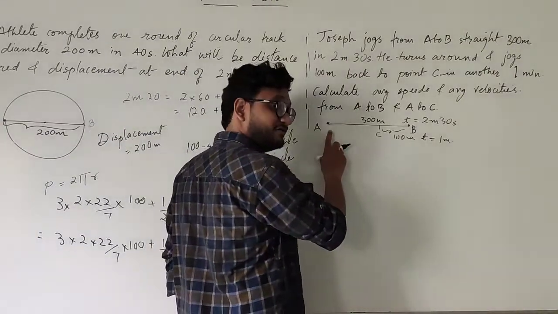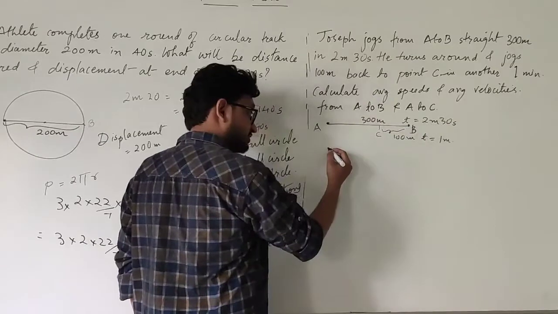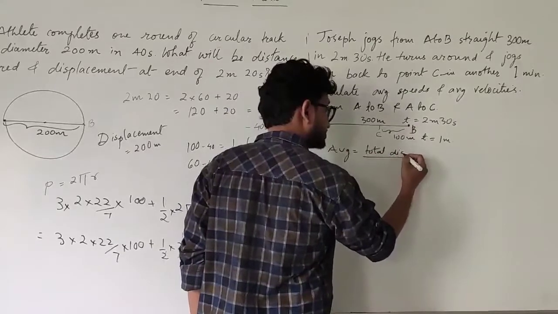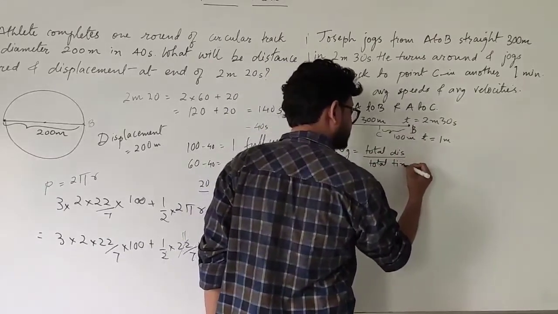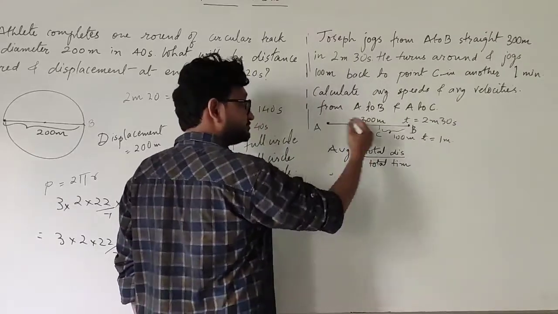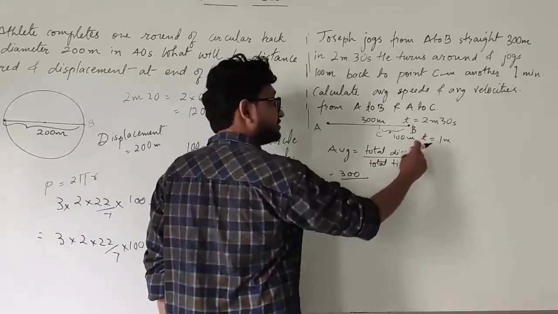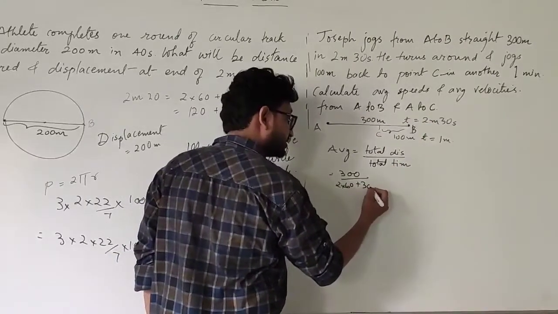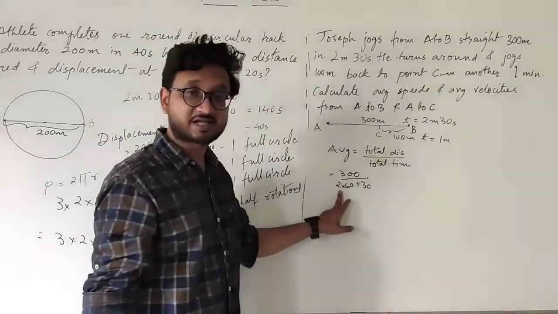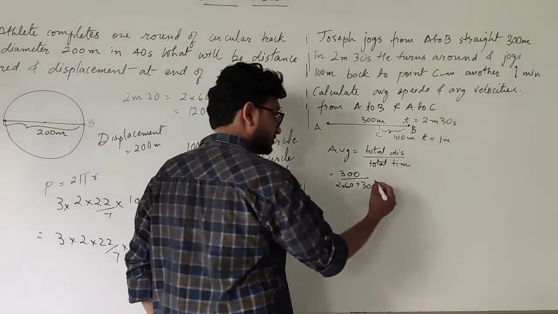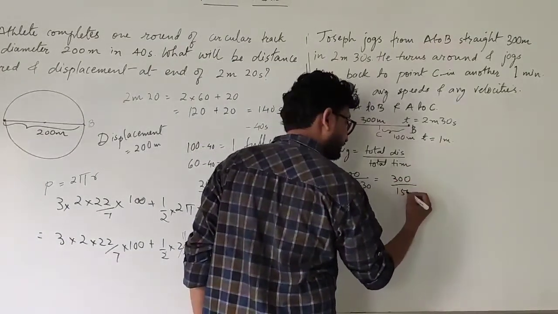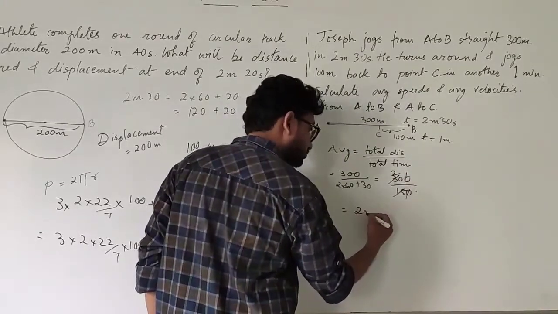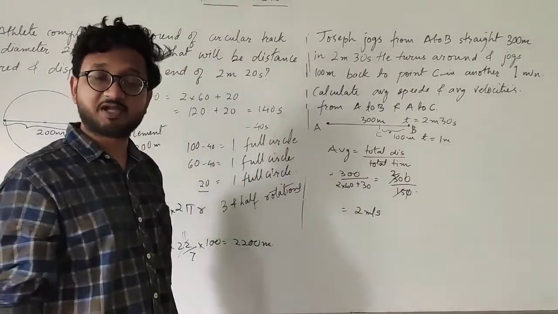So first of all, we need to find average speed and average velocity from A to B. Average speed is simply total distance upon total time. Total distance is 300 meters. Time is 2 minutes 30 seconds, so first we have to convert it. 2 into 60 plus 30: 120 seconds plus 30 seconds becomes 150. So it becomes 300 by 150 seconds, which is 2 meters per second. This is the average speed.